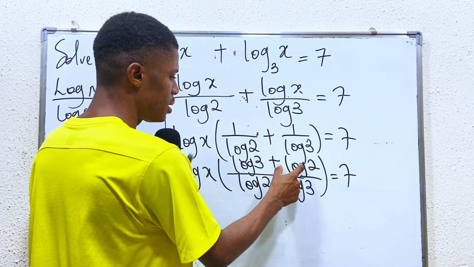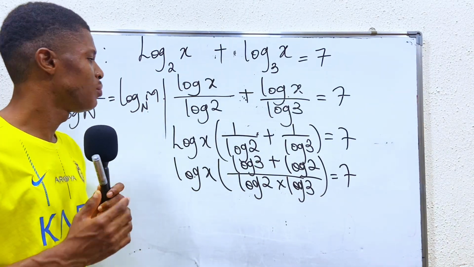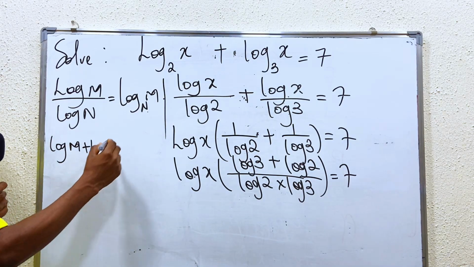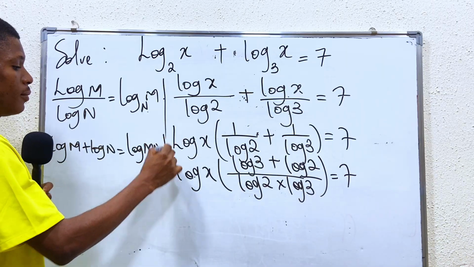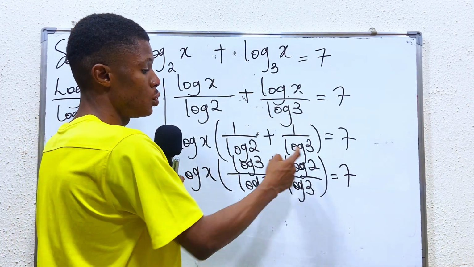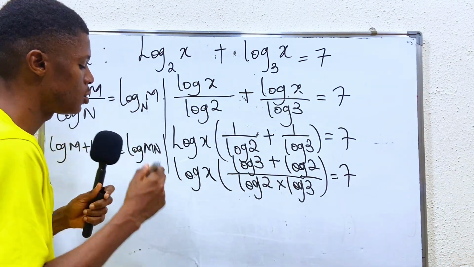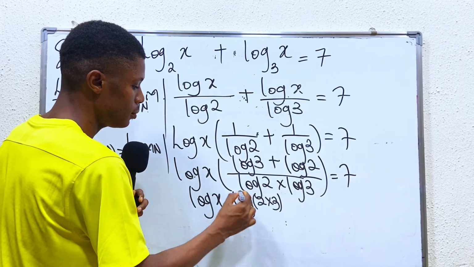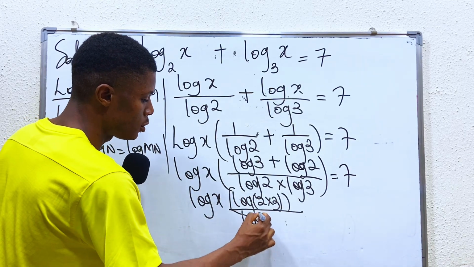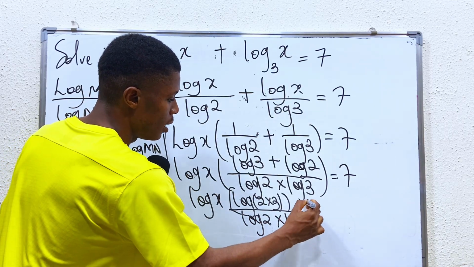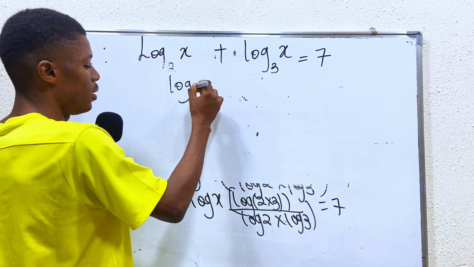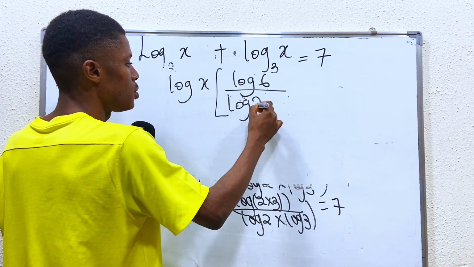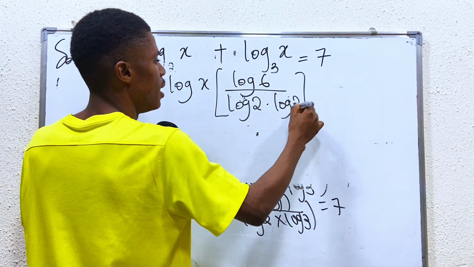At this point, these two are adding. You know the law of logarithm which says that when you have log m plus log n, of the same base, this is equal to log of mn. So we are free to multiply 3 and 2 together since they are of the same base and adding. We have log x, times log of 2 times 3, divided by log 2 times log 3, and this is equal to 7. We're now left with log x into 2 times 3, which is 6, over log 2 times log 3.